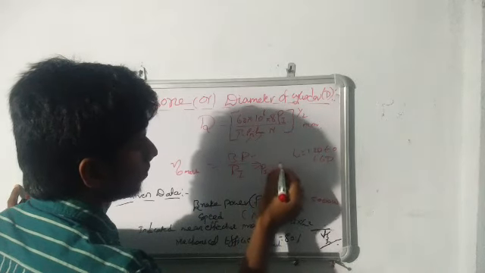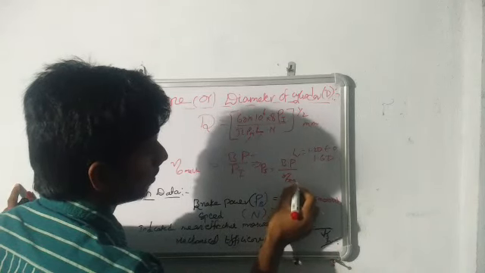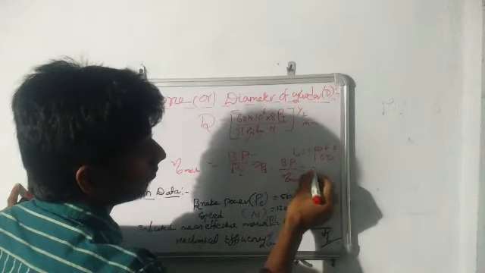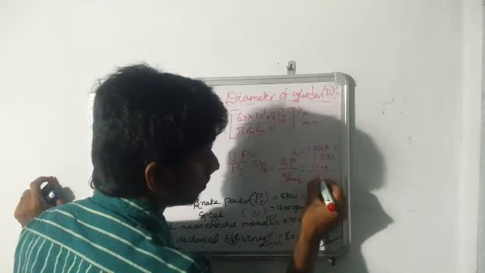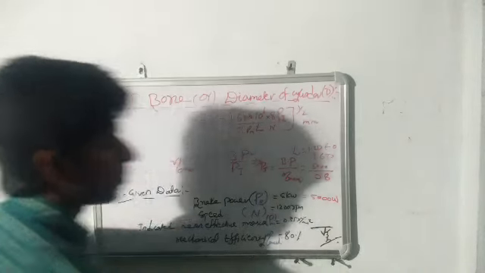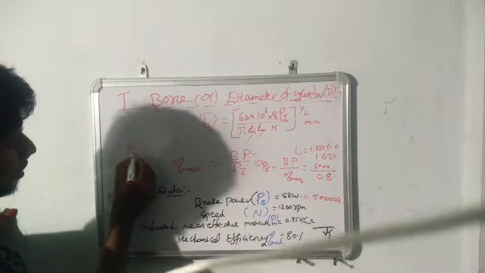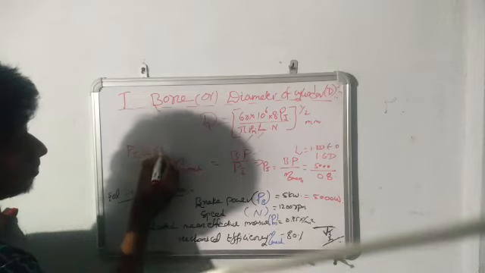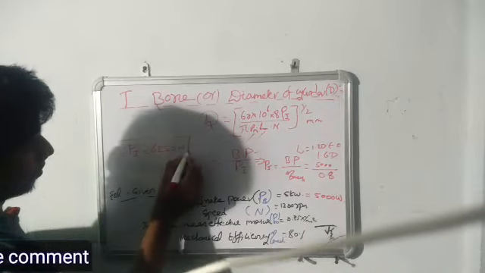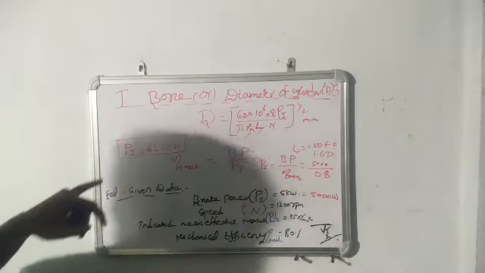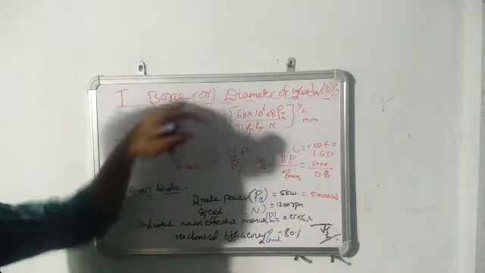Indicated power P_i equals BP divided by mechanical efficiency. The BP is 5000 divided by the mechanical efficiency 0.8. By simplifying this, we get P_i equal to 6250 watts. So this is the indicated power. By substituting this indicated power, we get the diameter of the cylinder.